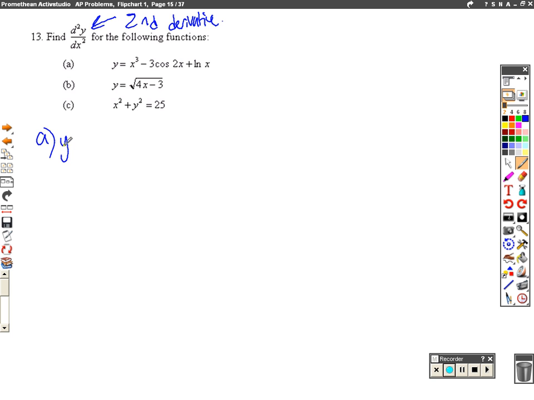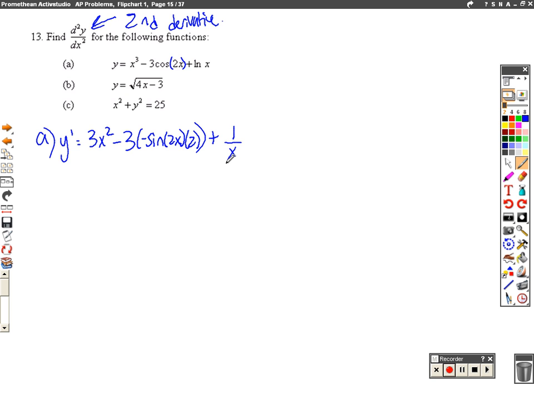For a, y prime is equal to the derivative of x cubed, 3x squared, minus 3 cosine. 2x is inside the cosine, so it's not a product. The 3 is still going to be there. The derivative of cosine is negative sine. Inside stays the same. It's a chain rule. Then times the derivative of the inside, which is 2, plus the derivative of natural log, which is 1 over x.